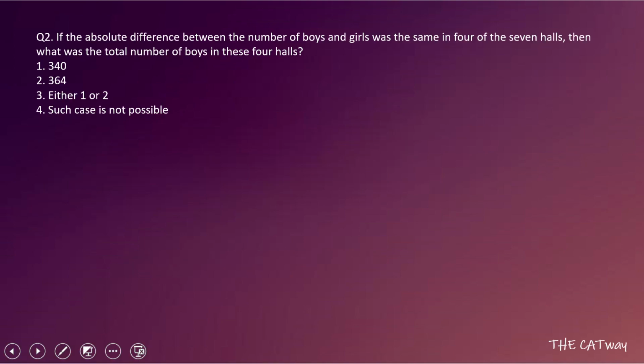So it is asking, if the absolute difference between the number of boys and girls was the same in 4 of the 7 halls, then what was the total number of boys in these 4 halls? Okay, so in this case also I'll again calculate the absolute value for all of them.